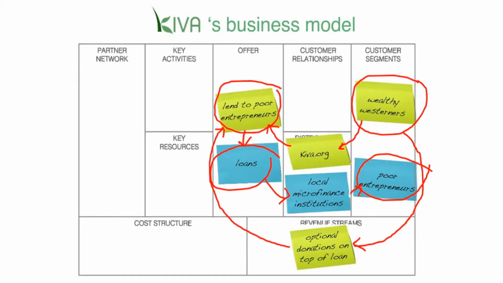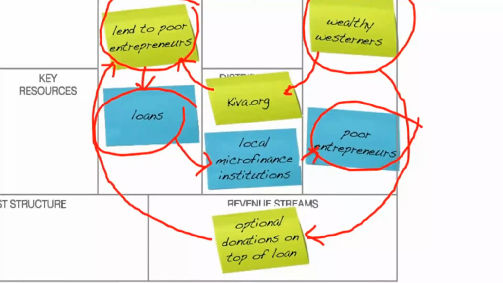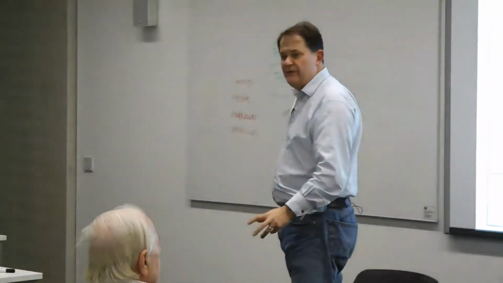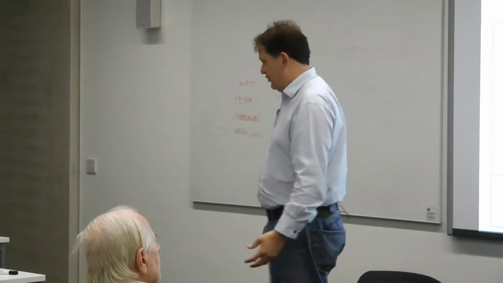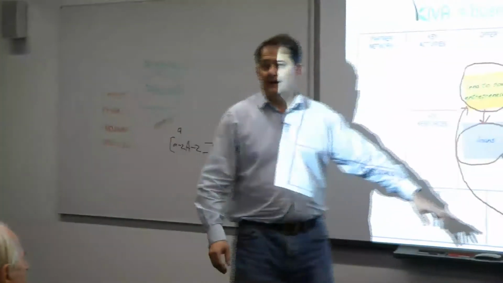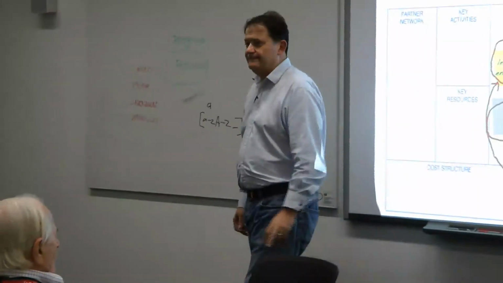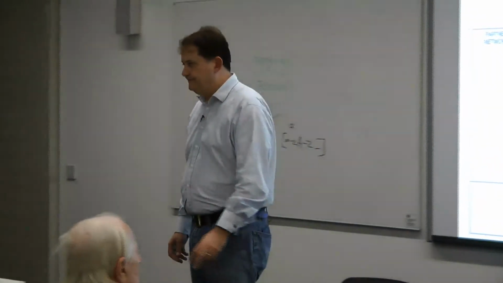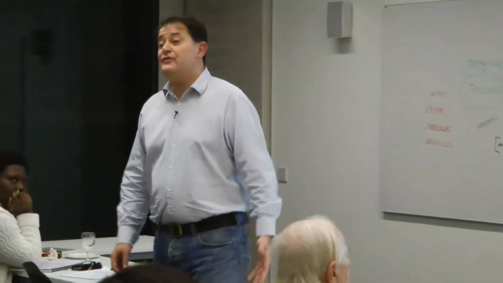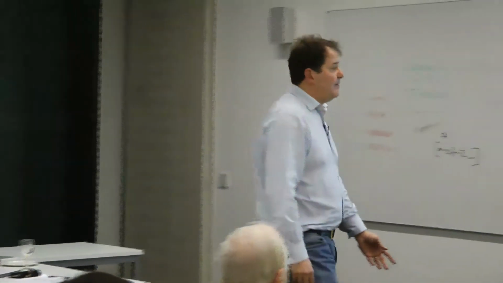Okay? Revenue streams, okay? What do you think are the revenue streams? Here it says optional donations, so on top of the loan, donors can say, I'll give you a £45 loan at X amount of interest, but I'm also giving you a donation. So what are the revenue streams for KIVA? How do they make money? Cut of the interest. The interest.